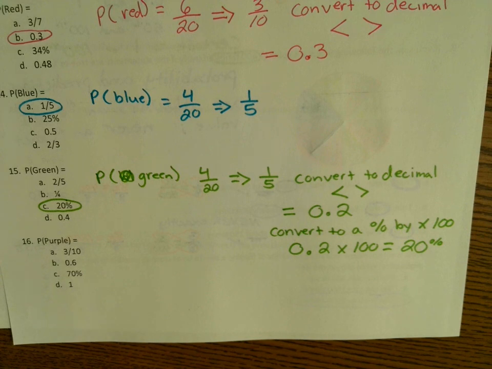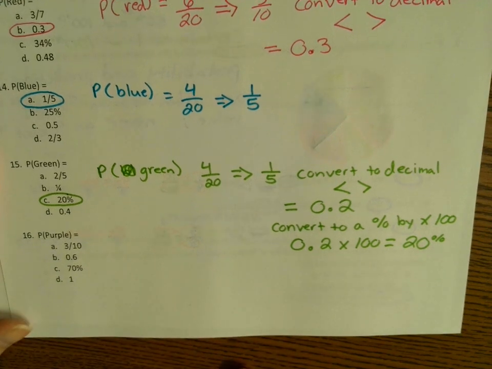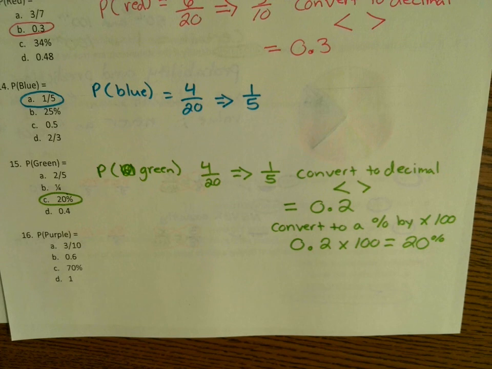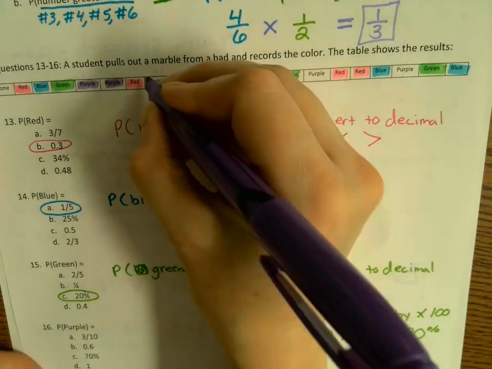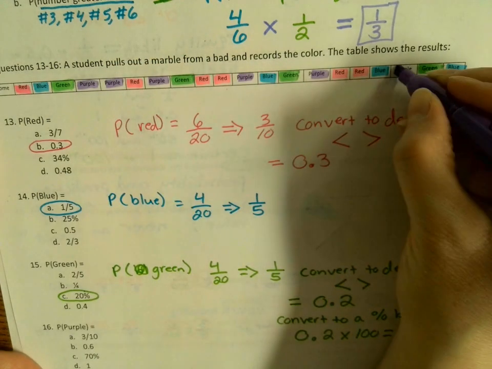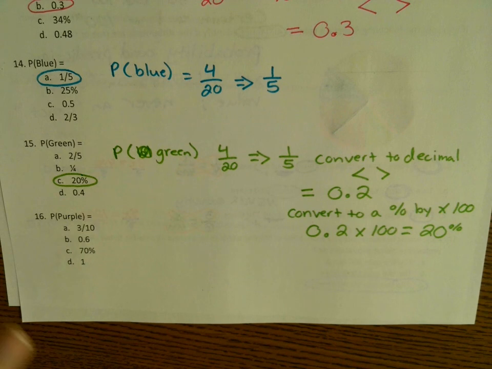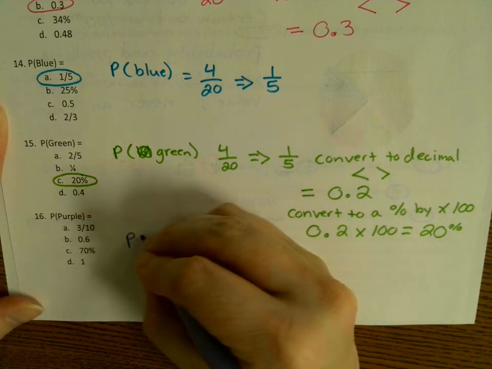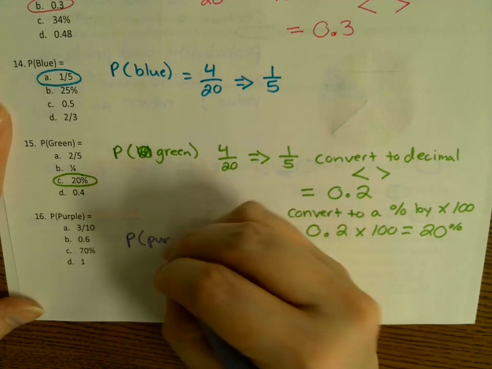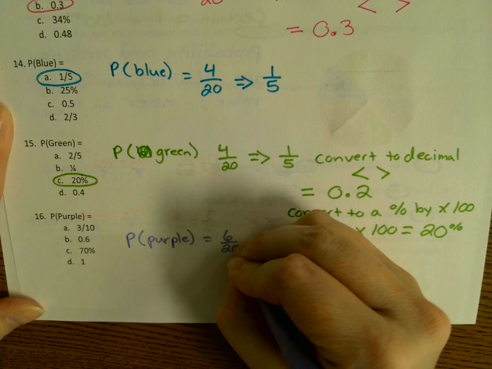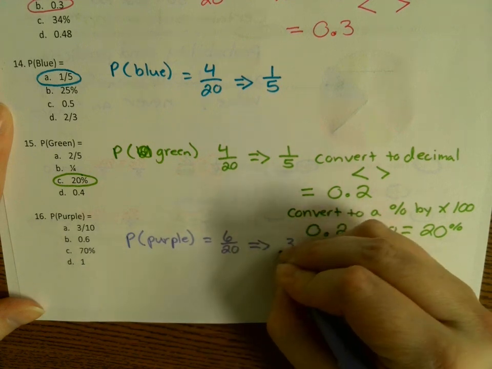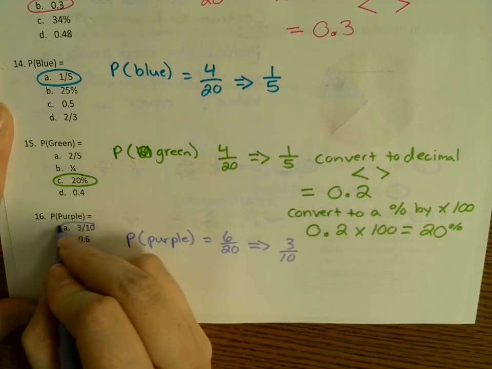Okay. Number 16, we want the purple. How many purple were there? Six. If we go all the way back up and look, we've got one, two, three, four, five, six purples. So we already know that the probability of 6 over 20 simplifies to 3 over 10. Is 3 over 10 an answer choice? Yeah.